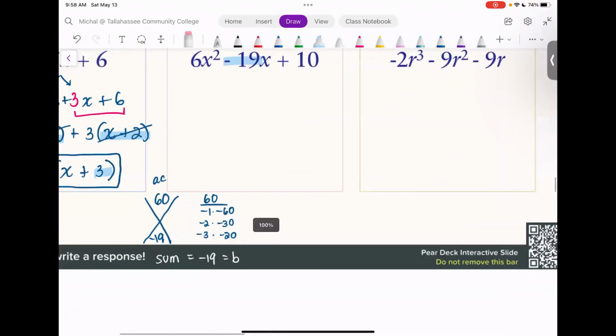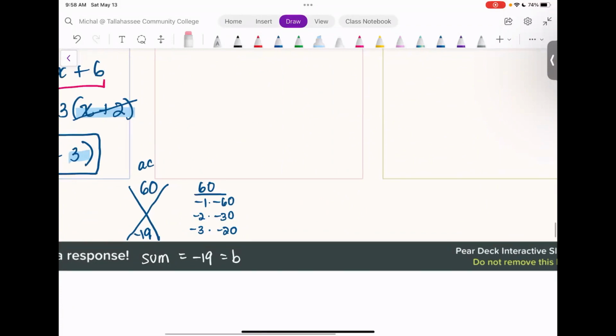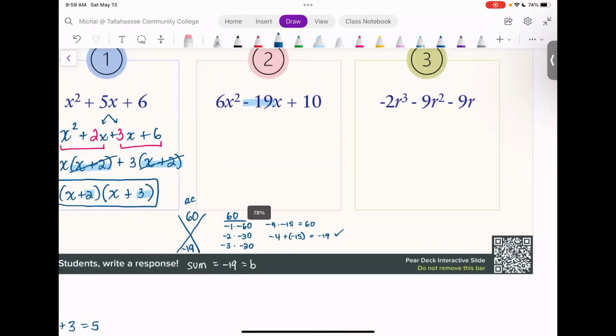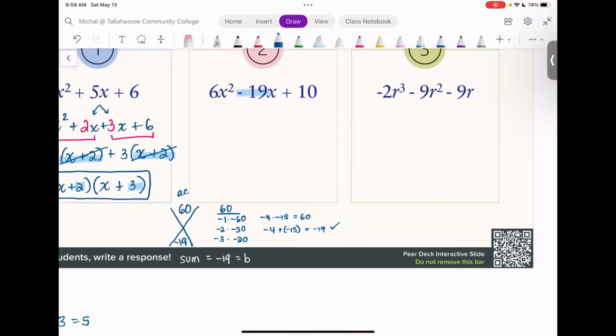60 can also be written as 4 times 15. So if I do negative 4 times negative 15, I am actually now 19 apart. Negative 4 times negative 15 is positive 60, and negative 4 plus negative 15 is negative 19. So this is our factor pair. I'm going to split my bx term into two terms that add to be negative 19x, and their two coefficients are going to be negative 4 and negative 15.